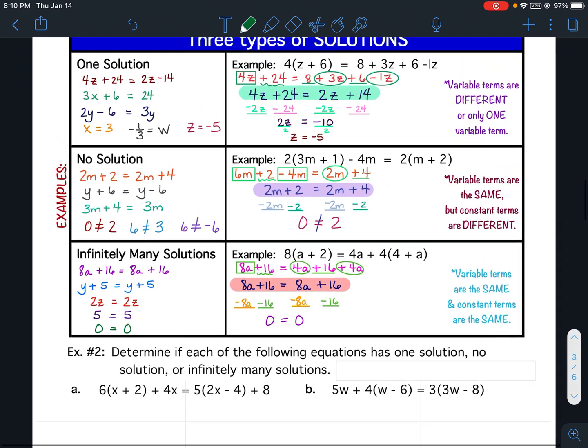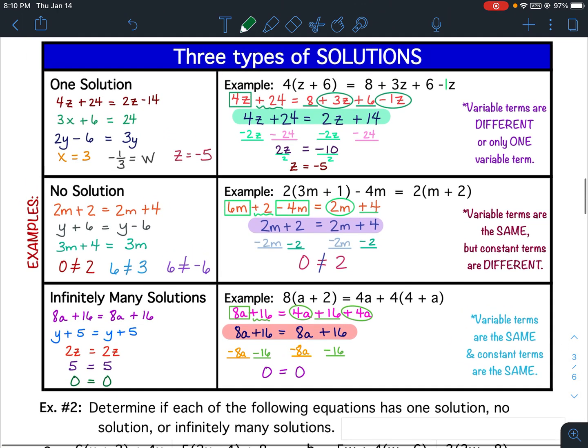So once again, I know I keep saying it over and over again, but you got to get this in your head. You will do the first two steps. You will do the distributive property, then you will combine like terms, and you will stop there. Once you've done that, you start by looking at the variable terms. If the variable terms are different, or if there's only one variable term, it is a one solution problem. If the variable terms are the same but the constants are different, it is a no solutions problem. And if it is the exact same thing on both sides, then it is infinitely many solutions.